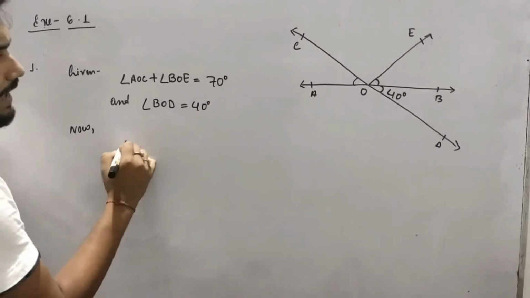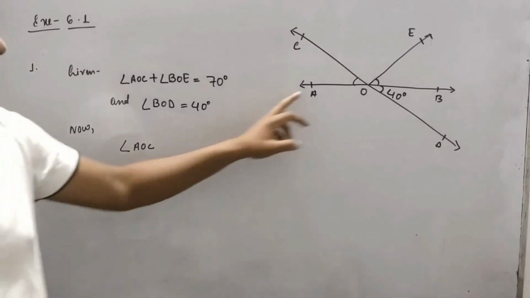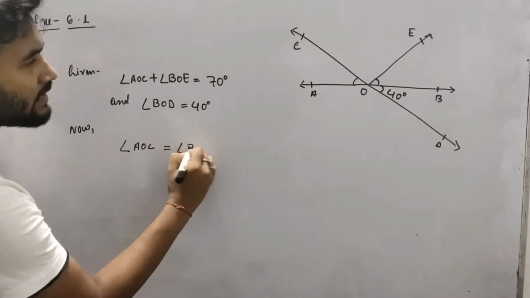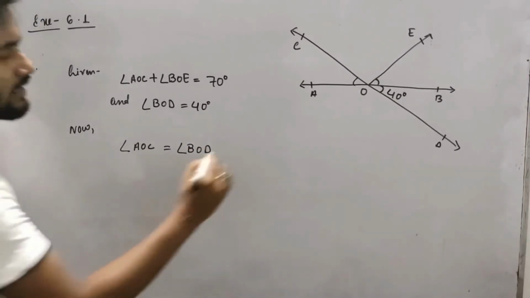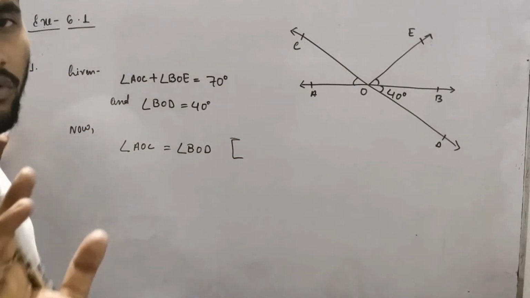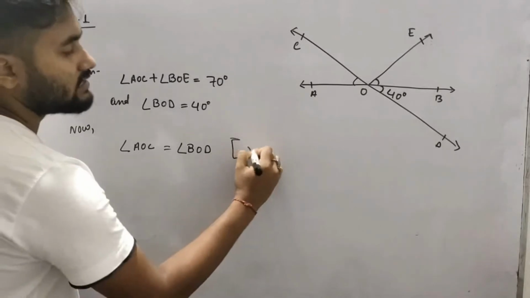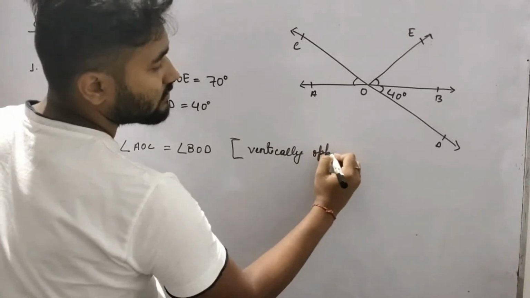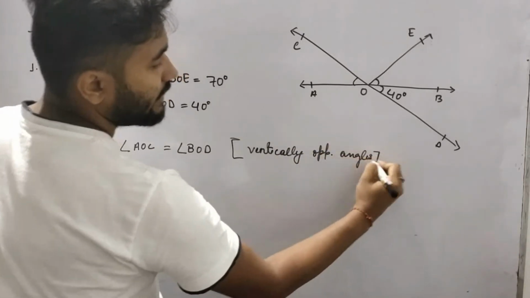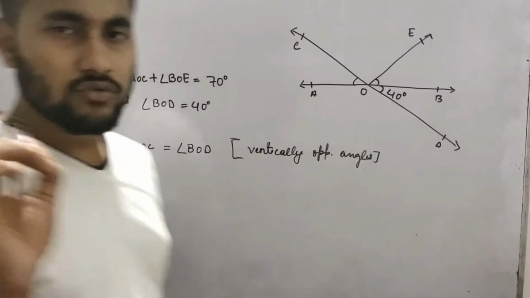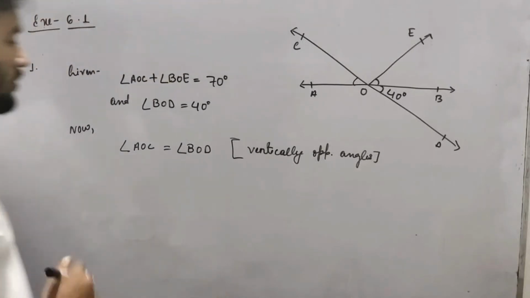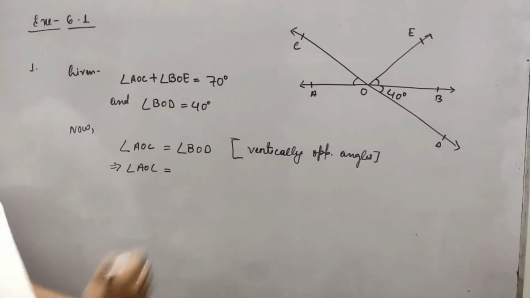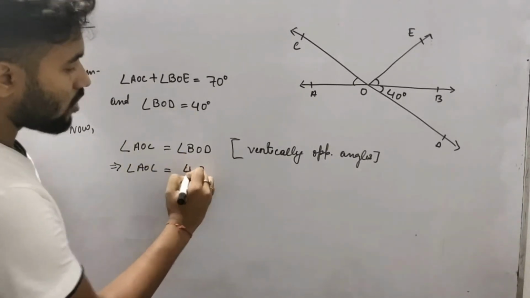Now, angle AOC is equal to angle BOD. Isn't it? What is the reason? You have to write the reason or your half mark will go, your marks will be deducted. So what is the reason? Vertically opposite angles. If you don't give the reason, your marks will be deducted, okay? Sure. So angle AOC will be equal to the value of angle BOD, 40 degree.